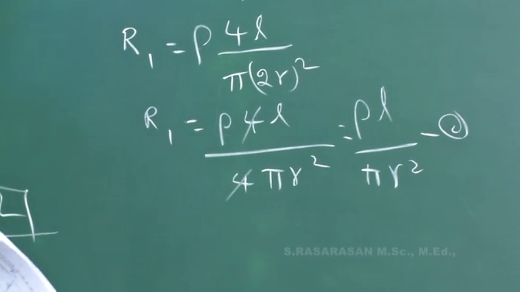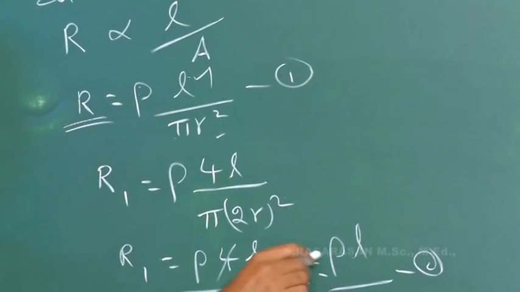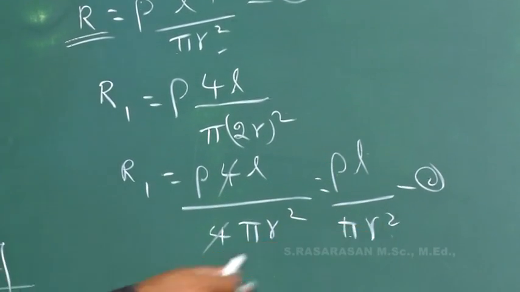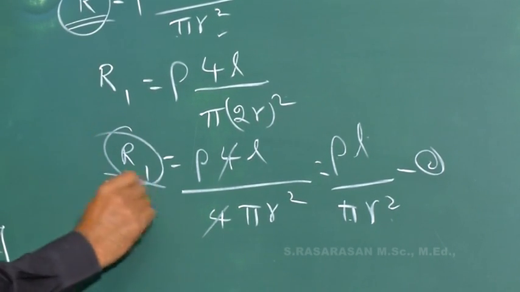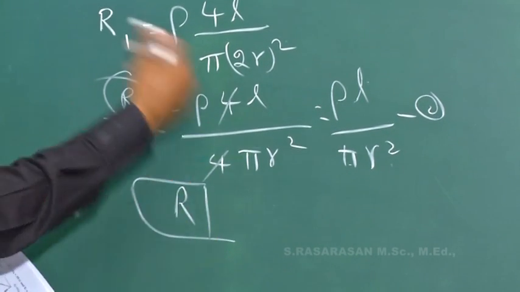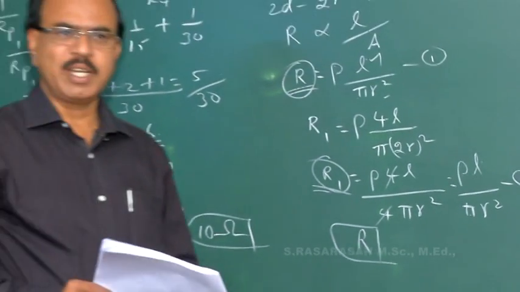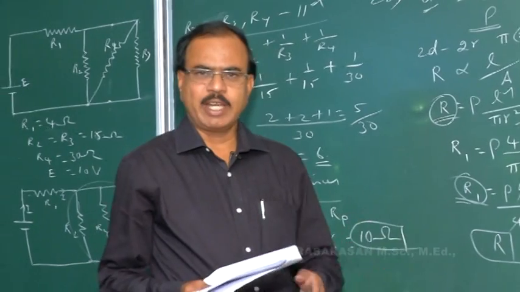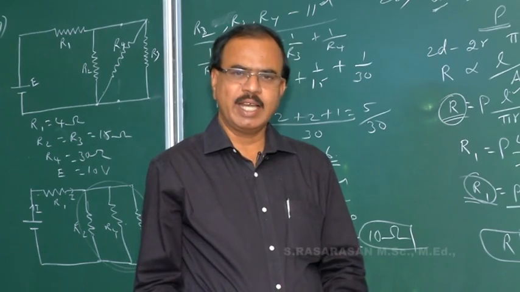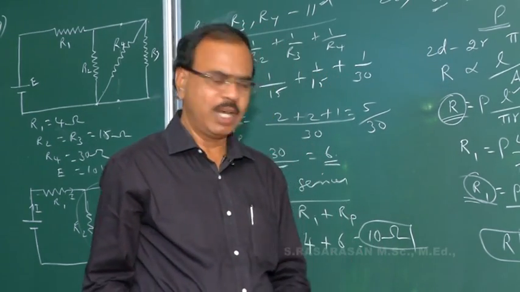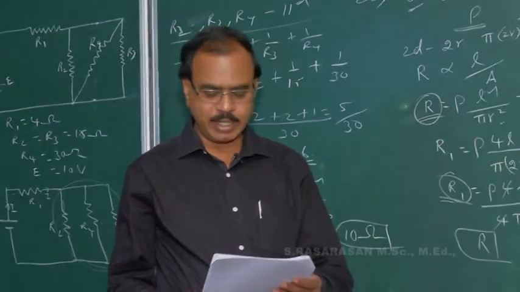Equation number 2. See equations 1 and 2. Rho L by pi r square is R. In equation 2, rho L by pi r square has come again, the same formula. So R and R1 are both equal, meaning the resistance of the second wire is also R. First wire: length L, diameter D, resistance R. Second wire: length 4L, diameter 2D. What is the resistance they asked? For that wire also the resistance is R, as we have proved. So the answer for problem 28 is C.